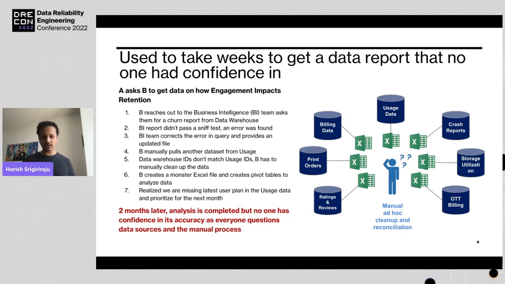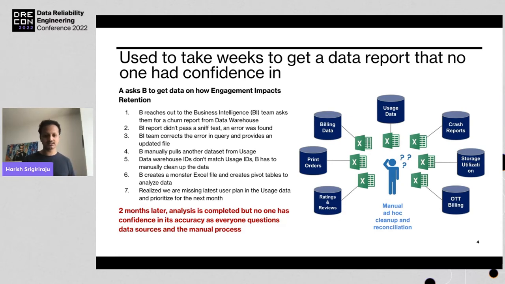Now, the BI team again tries to correct the error, and also tries to provide an updated file. Now, B, who is part of the data team, tries to manually pull all of this data from another source, which is usage data, and then tries to stitch the data together, but realizes that the user IDs or customer IDs don't match between two different sources. And lastly, tries to create a huge Excel file, pivot tables, and then realizes there are still some critical data points missing.